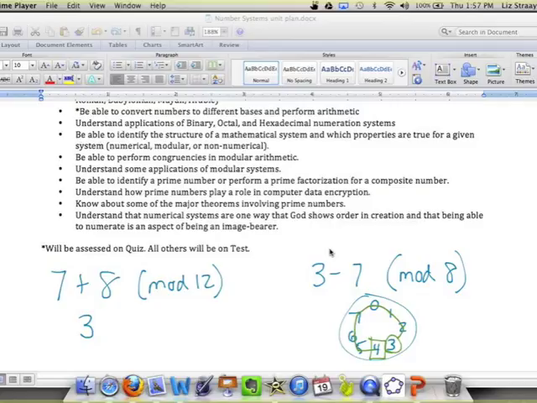In a multiplication, it's probably easiest to do the multiplication and then perform the congruence by dividing and finding the remainder. Okay? Alright.